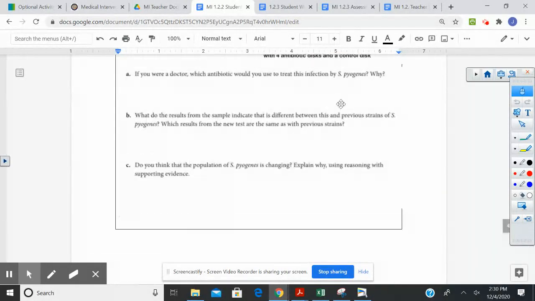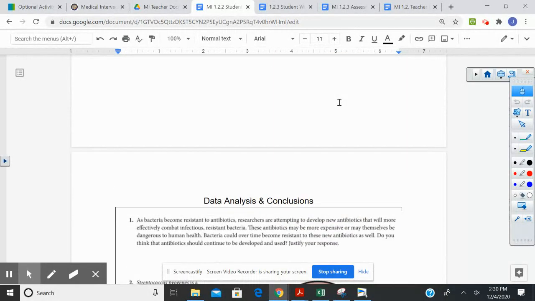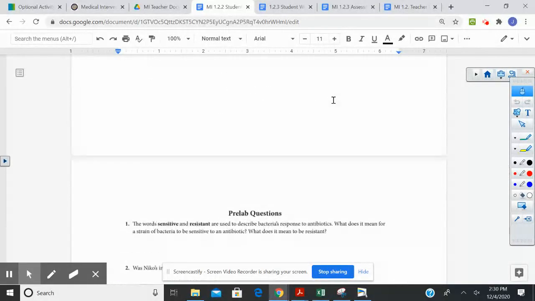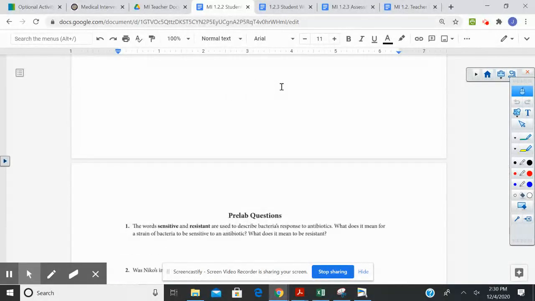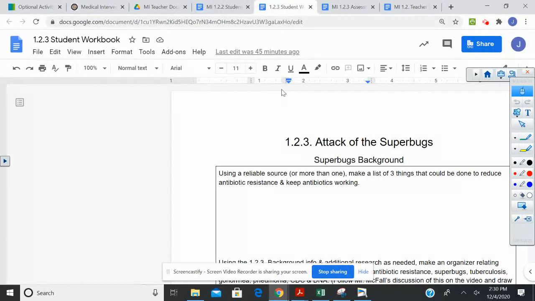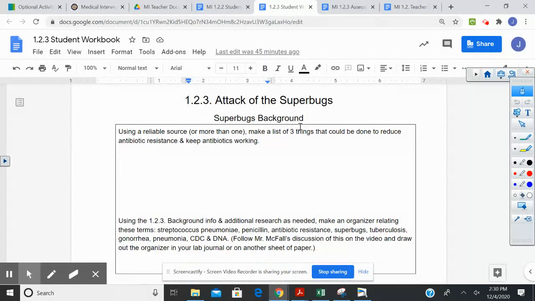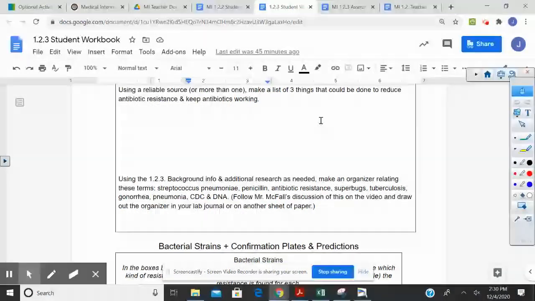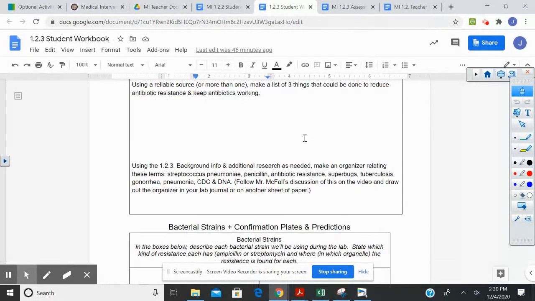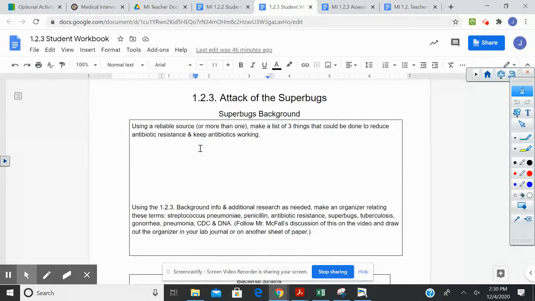Again, that's due Thursday, but that's going to be something completely outside of class to do. The only other thing is that in class on Tuesday or Monday, you're going to get a new packet called the Attack of the Superbugs packet. There is a diagram in here, and you're going to make a list of 3 things that can be done to reduce antibiotic resistance. You don't need to do this yet.